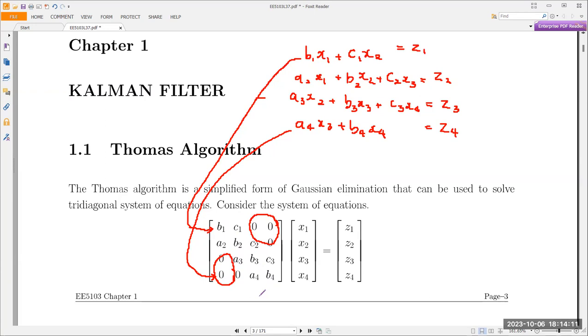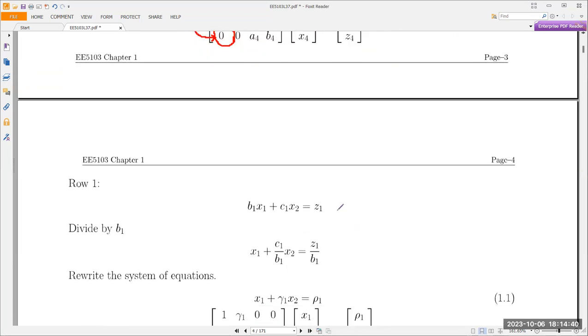If you have this pattern, then there is an algorithm called the Thomas algorithm that can solve this iteratively. So how do we do it? We write down row 1. Row 1 is B1 x1 plus C1 x2 equals Z1, which means this row multiplied by this column equals Z1. So you get this.